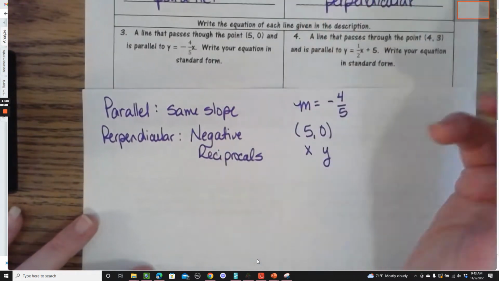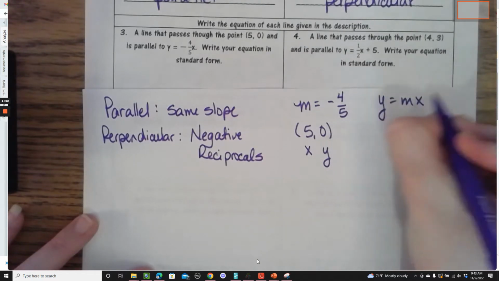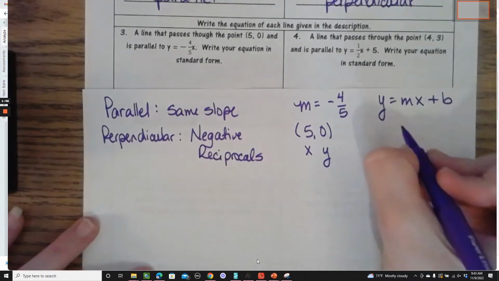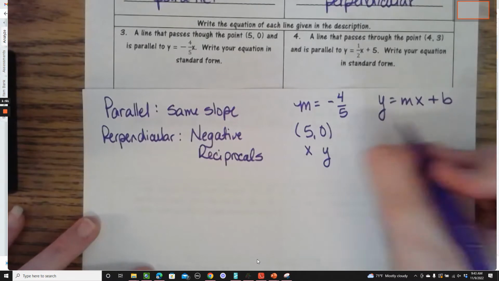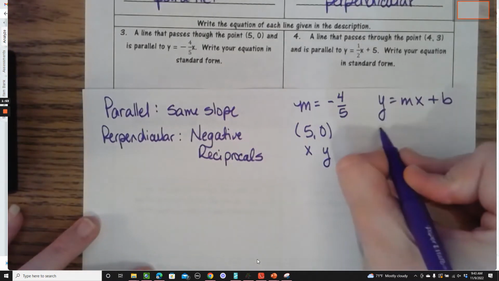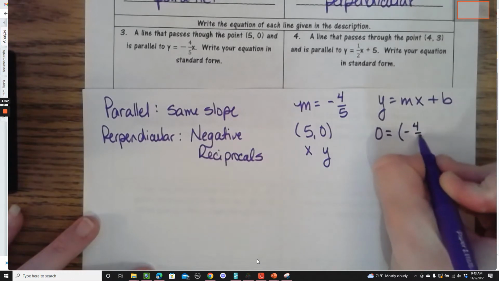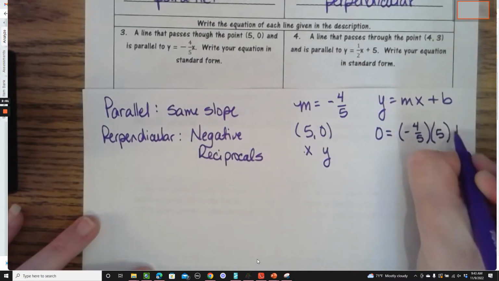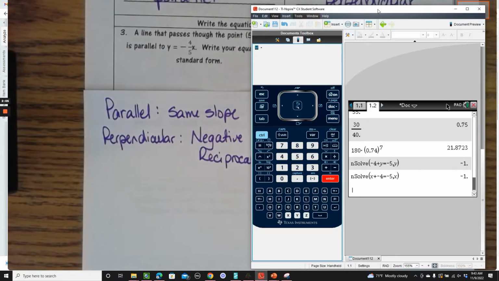I could do point slope form too, but let's do it this way. So my y is a 0, my m is a -4/5, my x is a 5, and then I'm looking for the y-intercept. So now I have an equation I can solve.